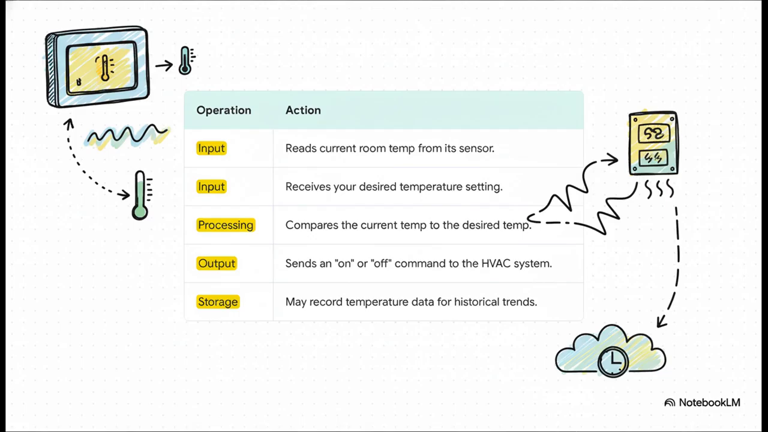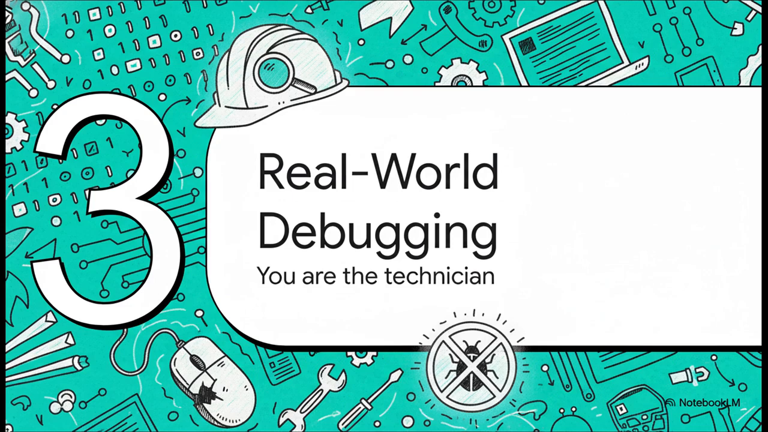This is super simple. It just asks one question: is the room colder than the desired temperature? If the answer is yes, then comes the output. It sends a command to the heater to turn on. Simple as that. And if you have a smart thermostat, it might use storage to remember temperature patterns over time. See? Input, processing, output, storage. It's all there. Okay, now that you're in on the secret, let's have a little fun with it.